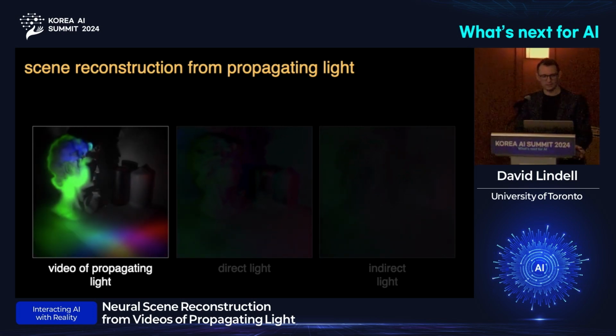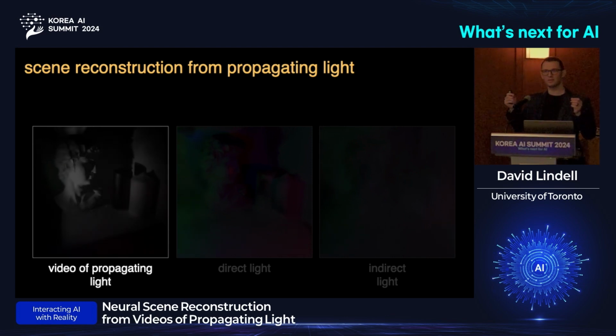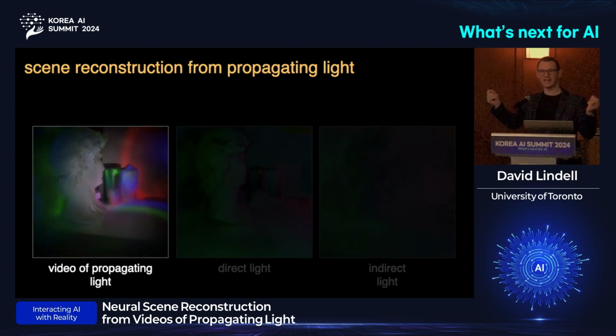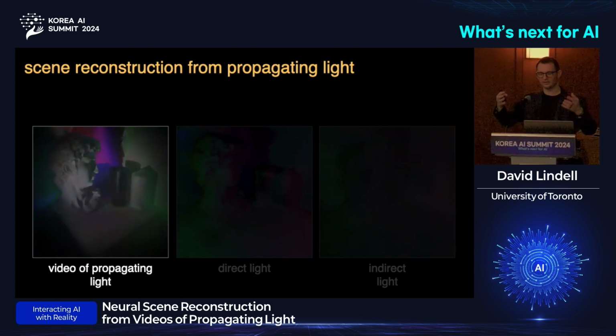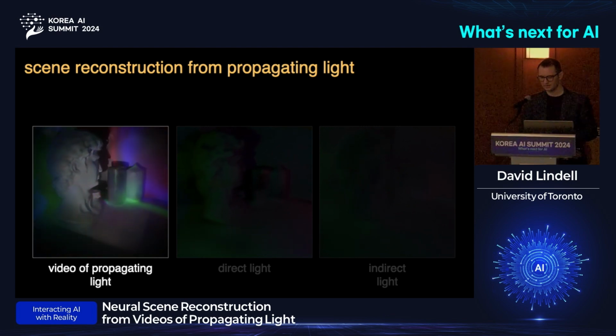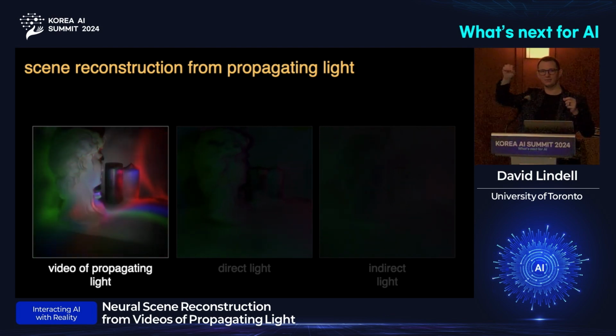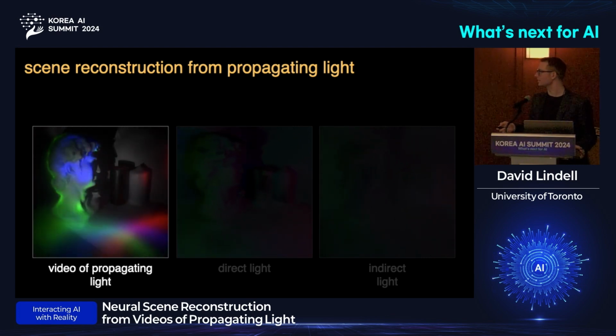What's more, we can synthesize videos of propagating light with lights at positions that weren't captured. So if we have a model of the scene geometry and the reflectance parameters and everything else, then we can place lights in the scene at different positions and see what would happen if we illuminated the scene from those light sources.